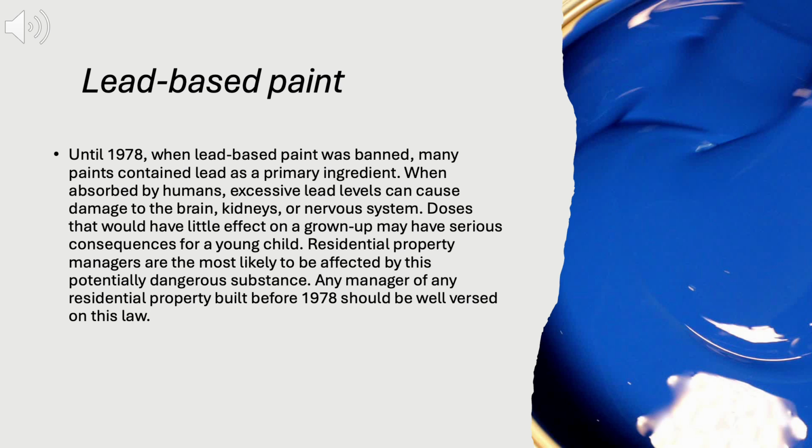Lead-based paint. Until 1978, when lead-based paint was banned, many paints contained lead as a primary ingredient. When absorbed by humans, excessive lead levels can cause damage to the brain, kidneys, or nervous system. Doses that would have little effect on a grown-up may have serious consequences for a young child. Residential property managers are the most likely to be affected by this potentially dangerous substance. Any manager of any residential property built before 1978 should be well versed on this law.